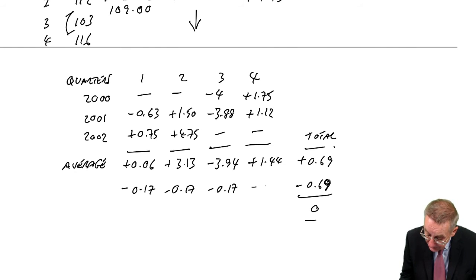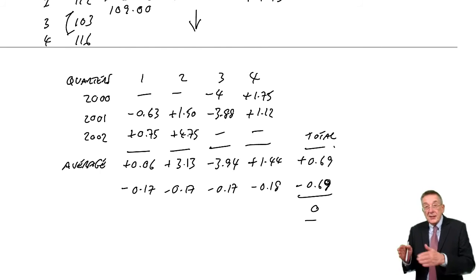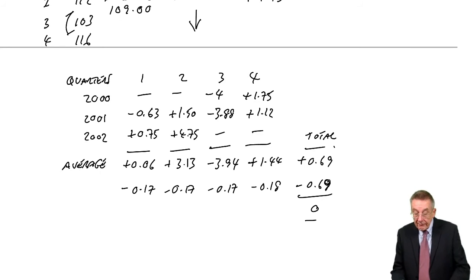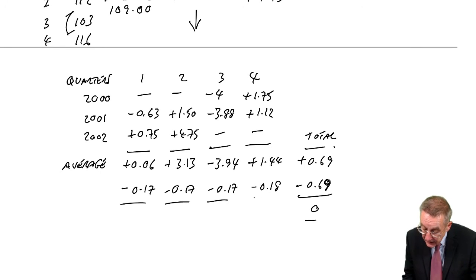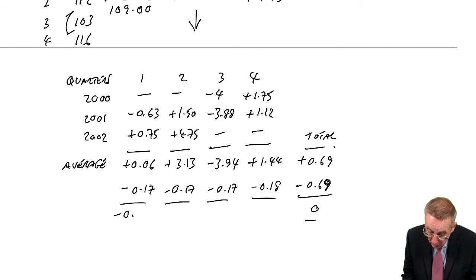0.17 and I think 0.18. Do they add up? Yes, they do. By subtracting a bit of rounding there, but an equal amount from each, they should now add up to 0. So 0.06 minus 0.17 is minus 0.11.